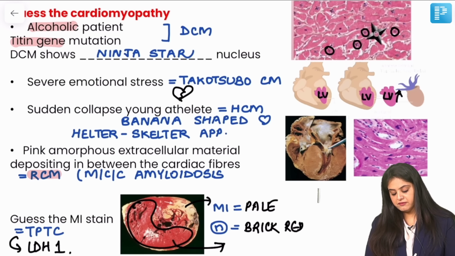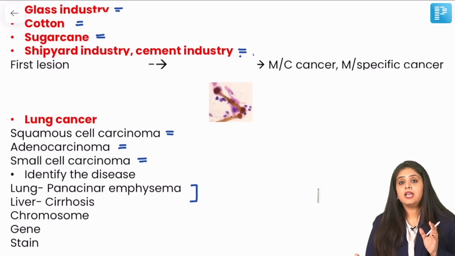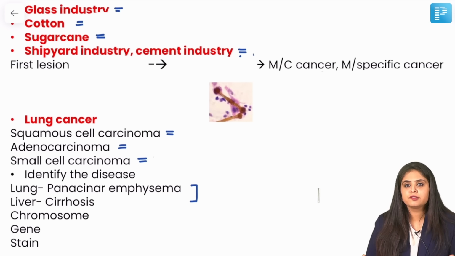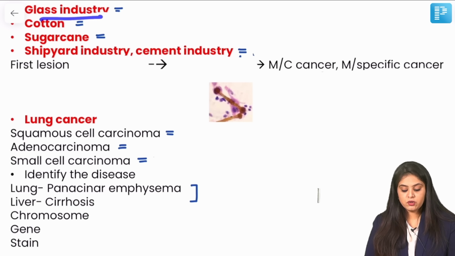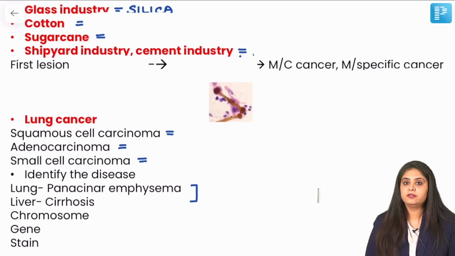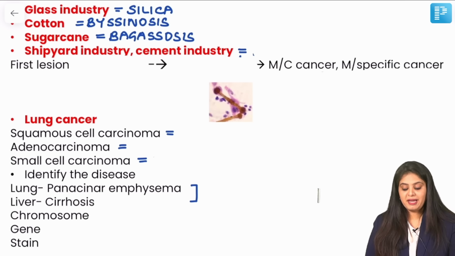Moving on to the next one, where I've tried to accommodate the entire lung important topics in one slide. First and foremost, we start off with pneumoconiosis, occupational diseases. If they're talking about the glass industry, we think of silicosis. Cotton industry is to do with byssinosis. Sugarcane is bagassosis, but their most favorite, shipyard and cement industry, can go in for asbestosis.